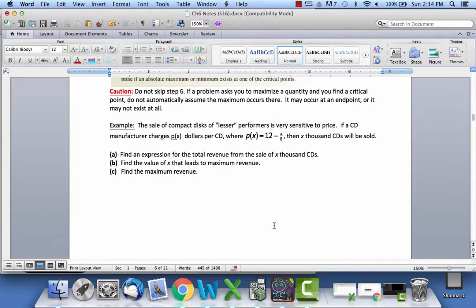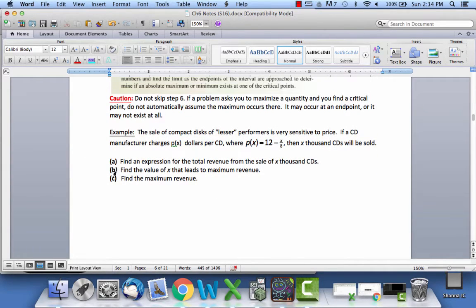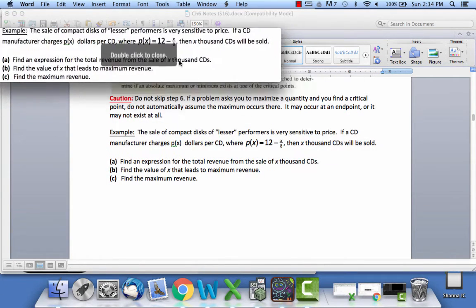Okay, so we have this. So part A, we want to find an expression for the total revenue. We've got little p, which is the price, so this is a demand function. So if we want to sell x thousand CDs, then this is how we find the price that we charge.